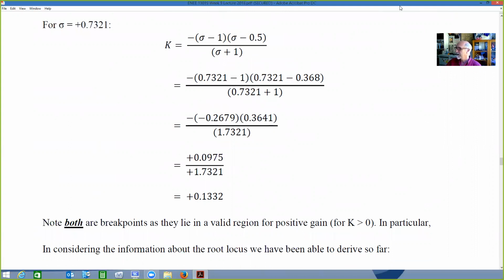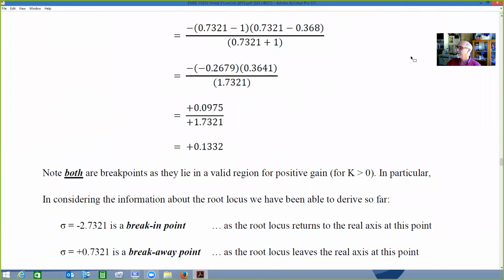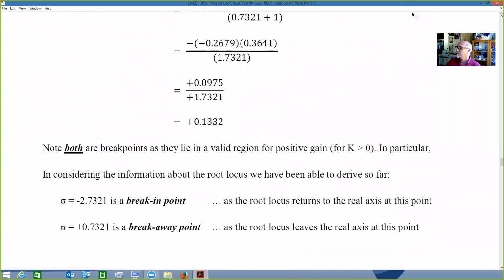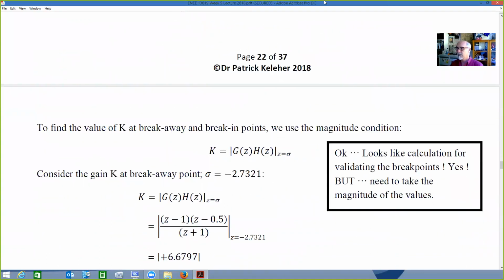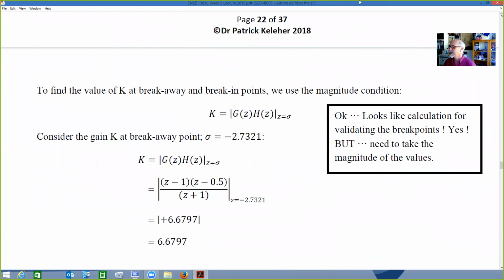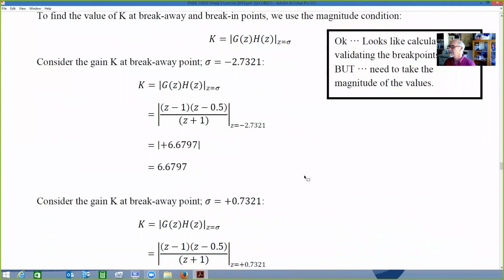And in particular, considering the information above about that root locus, we're able to also state that this is a break-in point, as the root locus returns to the real axis at that point, when we look physically at what's going on, and this is the breakaway point, as the root locus leaves the real axis at that point. All right, so now for the value of K at the breakaway point and break-in point, all we have to do is take the magnitude of those values. So it's exactly the same calculation, except now we're going to take the magnitude. So we do that, and as you might imagine, we obviously end up with positive values.